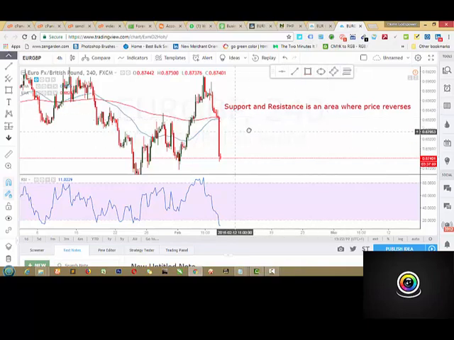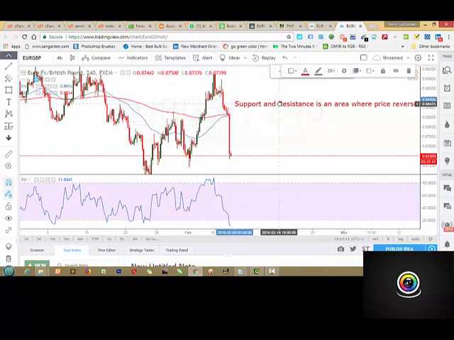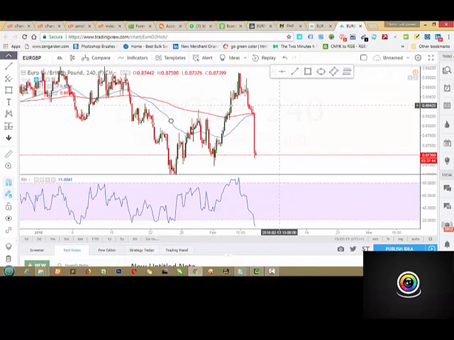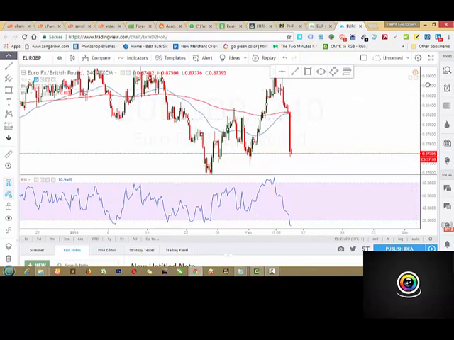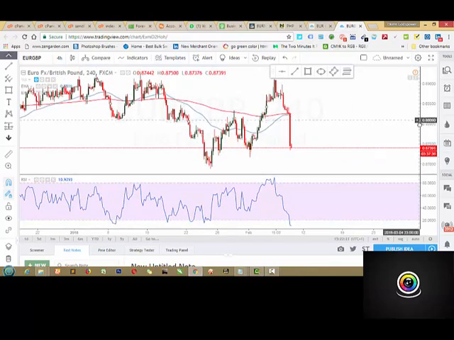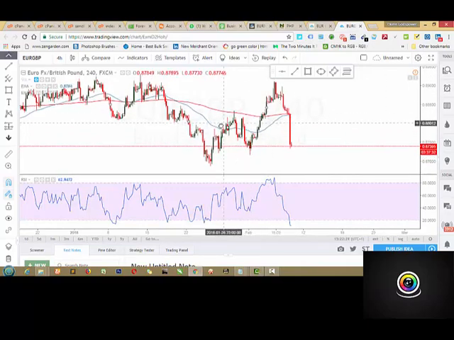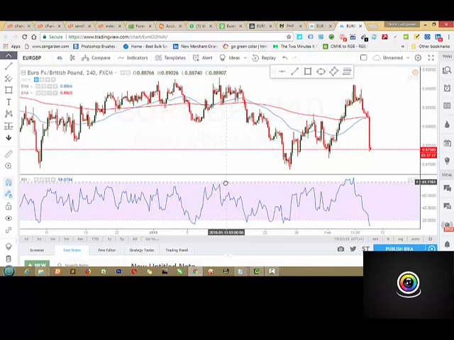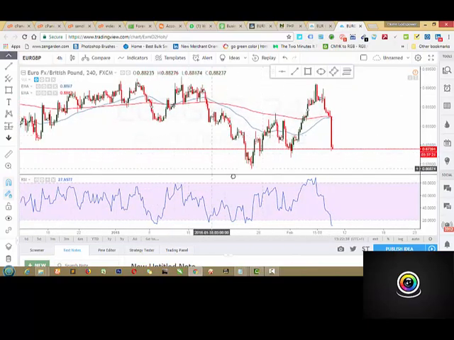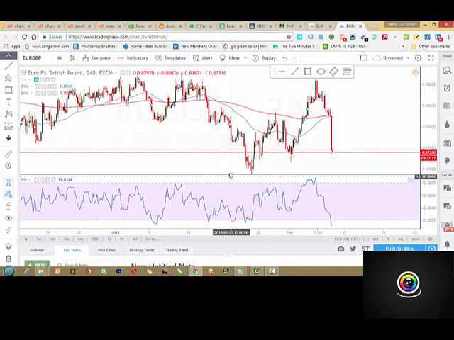So many people just mistake support and resistance as a line. Support and resistance are actually zones on your chart. They are zones where market gets to and reverses. Now, let me show you how I draw my support and resistance. The first thing I do, I tend to zoom out my chart. After zooming out the chart, I'm going to draw my support and resistance lines.